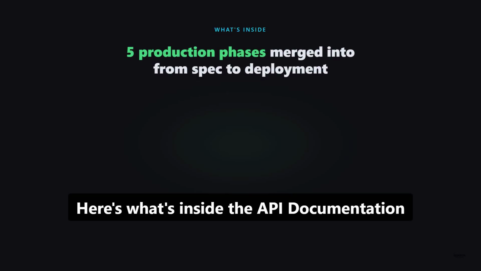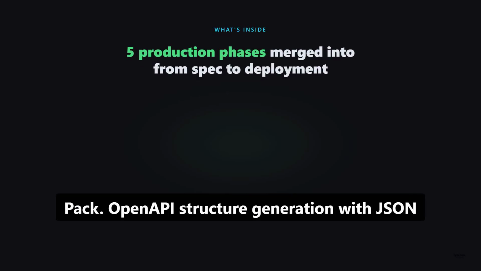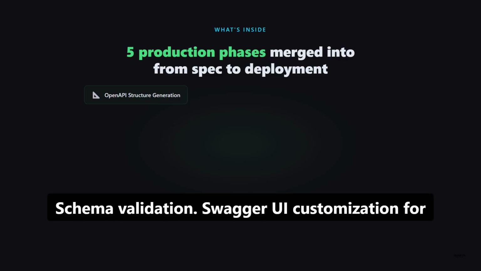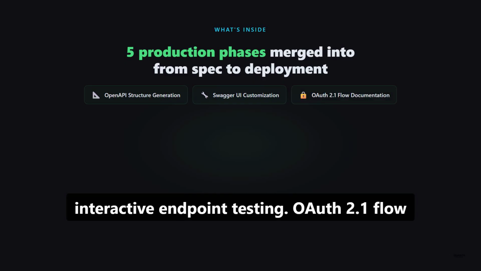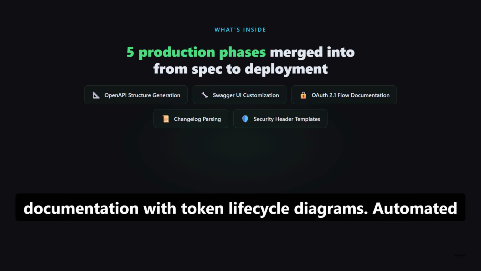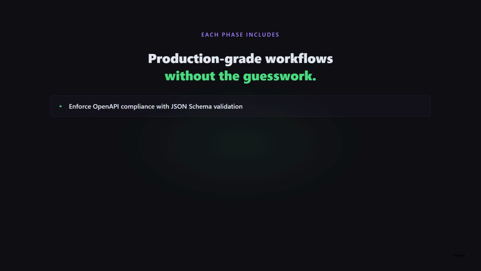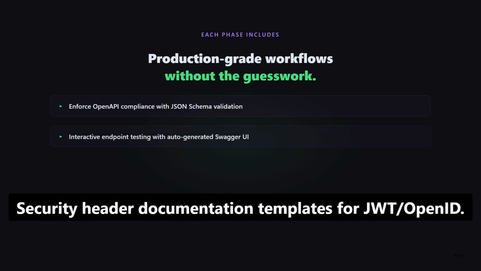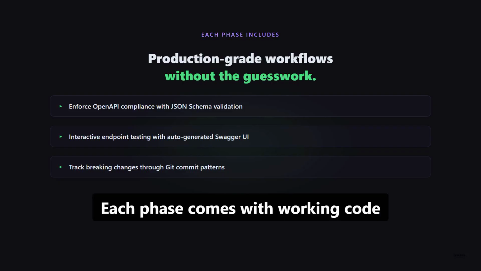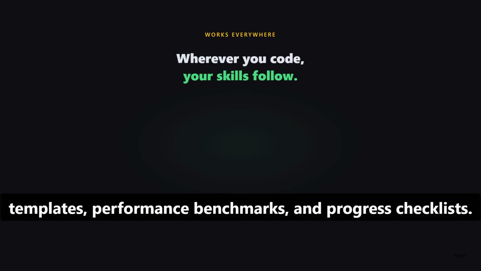Here's what's inside the API documentation pack. OpenAPI structure generation with JSON schema validation. Swagger UI customization for interactive endpoint testing. OAuth 2.1 flow documentation with token lifecycle diagrams. Automated change log parsing from Git commit patterns. Security header documentation templates for JWT/OpenID. Each phase comes with working code templates, performance benchmarks, and progress checklists.